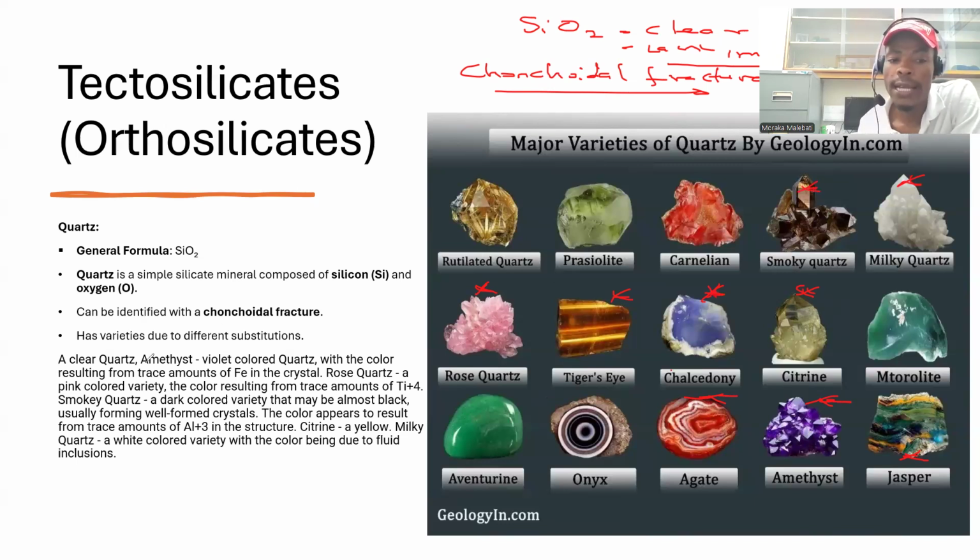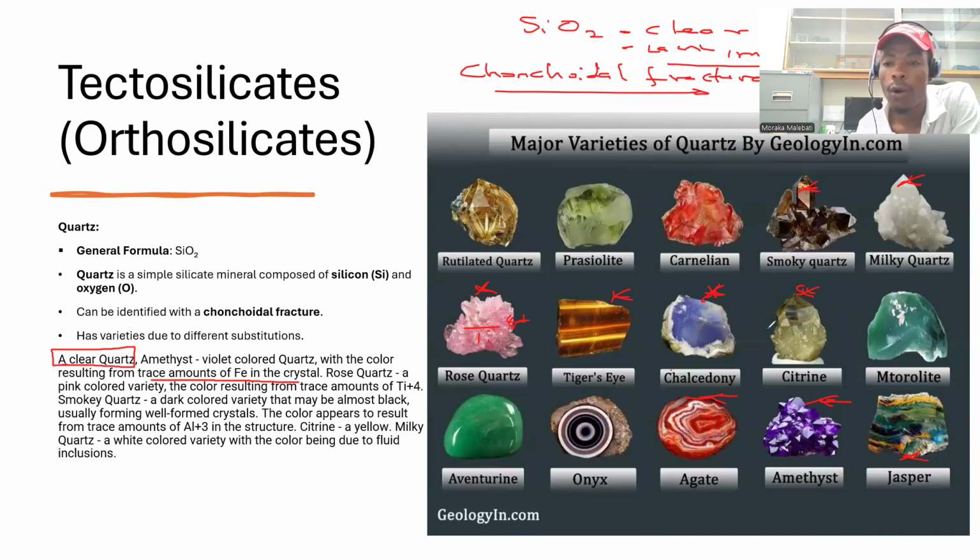That's why we say a clear quartz. It means it does not have any impurities. But we can have an amethyst, a violet colored quartz. This color is basically from trace amounts: you have a small amount of iron in the crystal structure, and that gives you this violet color. Then you can also have a rose quartz, a pink colored variety, where the pink results from the titanium 4 plus.